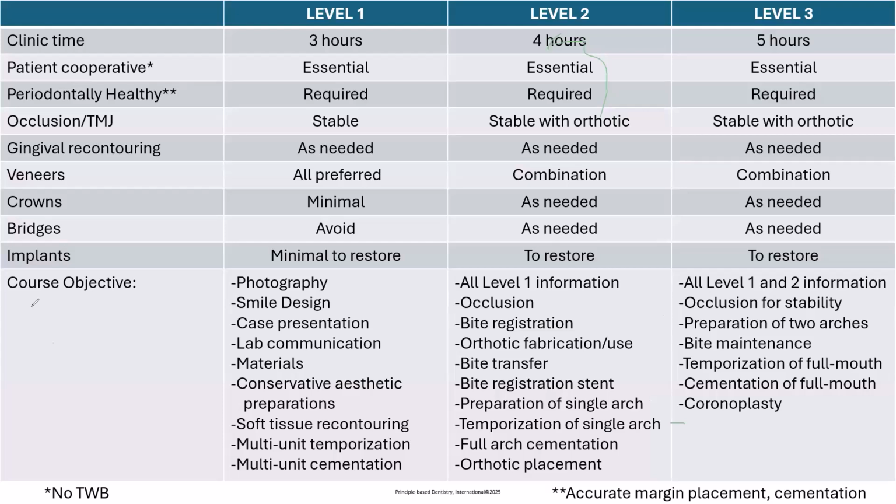So level 1, because we're only doing the anterior, usually the upper 10 anterior teeth, you want to have stable occlusion. Level 2 and 3, if they don't have stable occlusion, even if they've got TMD symptoms, that's okay, because we're going to use the orthotic to stabilize the bite. And then we're going to rebuild their bite to that orthotic bite. In all 3 levels, we can do soft tissue gingival recontouring.